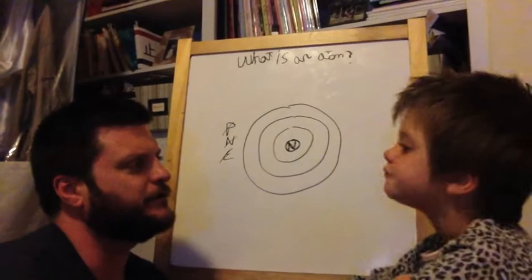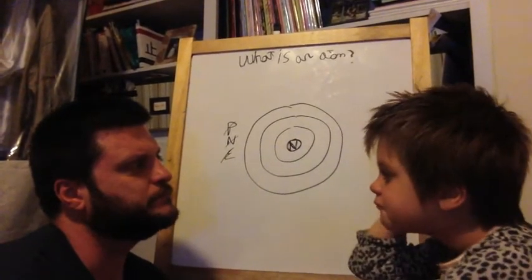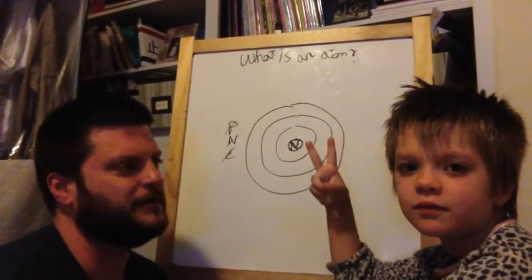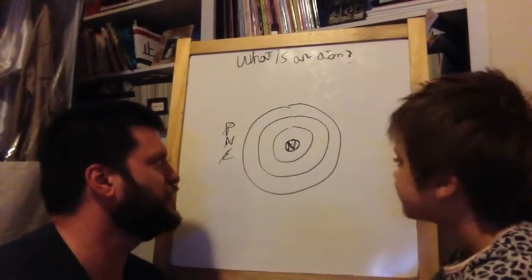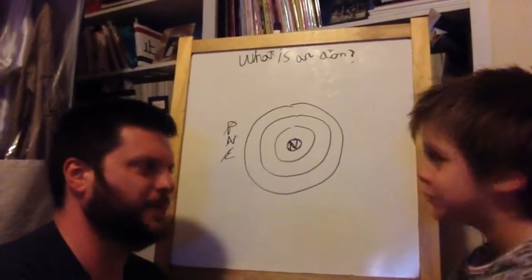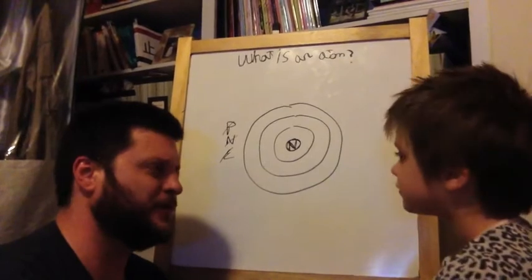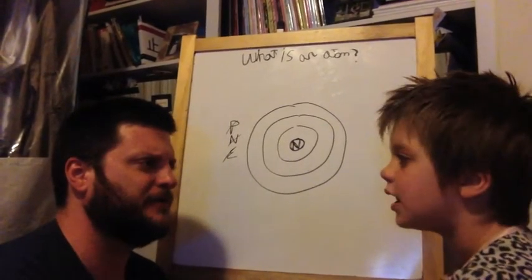How many electrons can live there? 2. So 2 electrons can live there in that shell, and it's in an orbital. And what's that orbital called? What's the letter of that orbital, the first one?